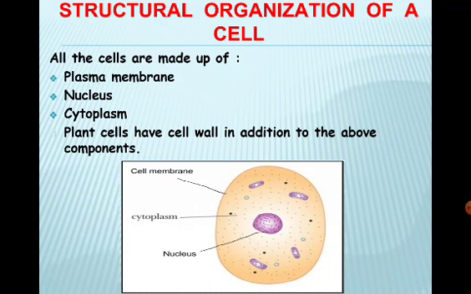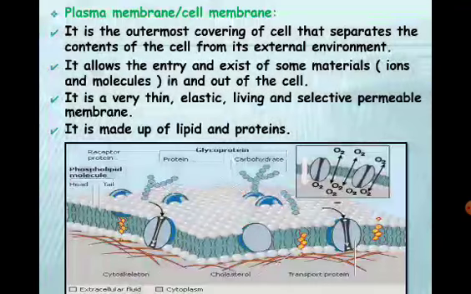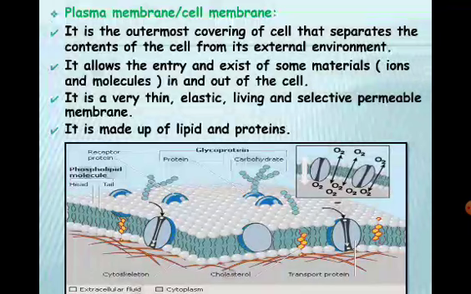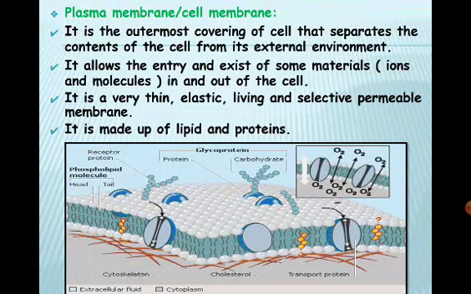In addition to these three structures, several cells, let's say plant cell, fungi cell or protistans, contain another outer covering that is called cell wall. So let's discuss plasma membrane or cell membrane. Cell membrane is also called plasma membrane. The definition of plasma membrane is it is the outermost covering of a cell that separates the content of cell from its external environment.